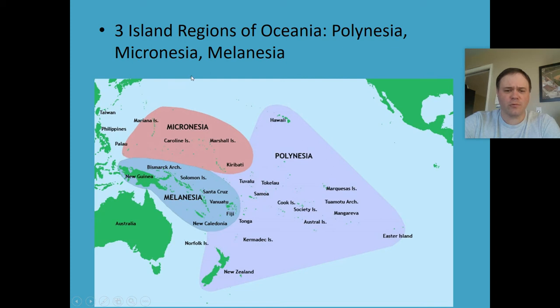So here are the three regions of the Pacific Islands: Micronesia, Melanesia, and Polynesia. Hawaii, a U.S. state, is kind of in that northern part of Polynesia. Micronesia means small islands, Melanesia means dark islands, and Polynesia means many islands.